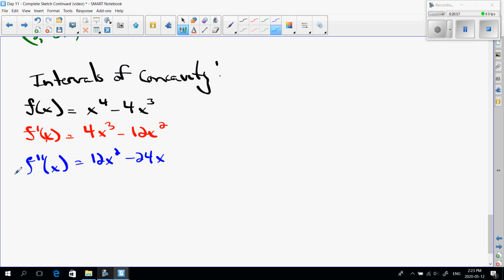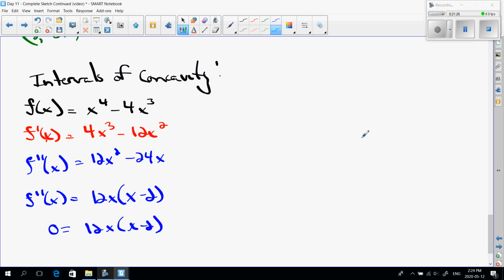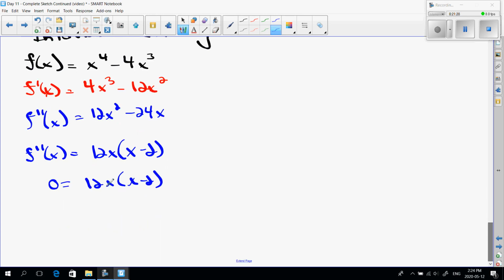Now, this is what I want to work with for the intervals of concavity. And the process is the same as what I did for the intervals of increase, where I was working with the first derivative. Only in intervals of concavity, I'm working with the second derivative. So I'm going to factor the second derivative. I can take out a 12x, it's a common factor. Divide this by 12x, I would get x. Divide this by 12x, I would get negative 2. I set this equal to 0, and I am going to solve for my critical values. So 12x, I take each factor, set it equal to 0, and I solve.